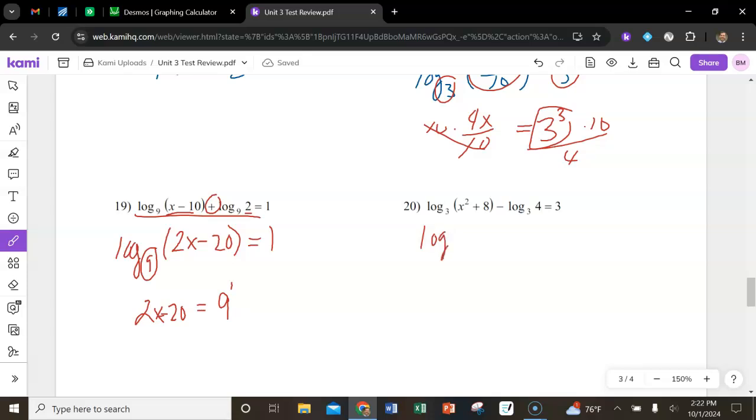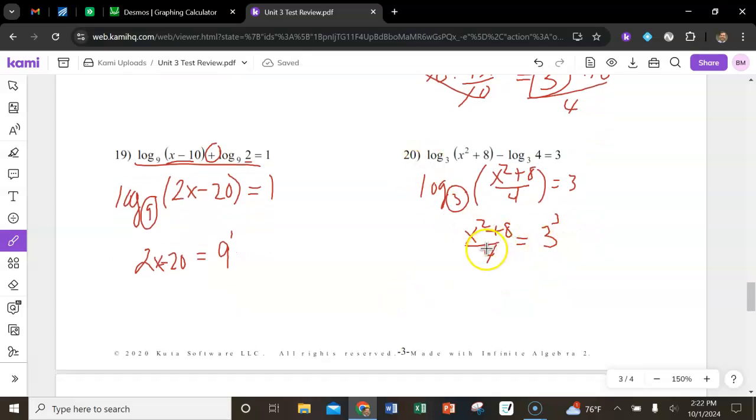So we're going to go log base 3 of (x squared plus 8) divided by 4, because it's subtraction, equals 3. X squared plus 8 over 4 equals 3 to the third power. Do 3 to the third, multiply by 4, subtract 8, and take the square root. If you do all that, 3 to the third is 27, if I multiply by 4, it's going to give me 108.